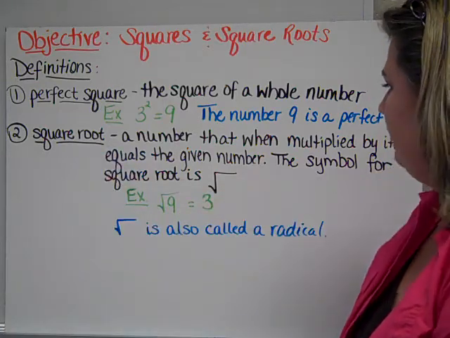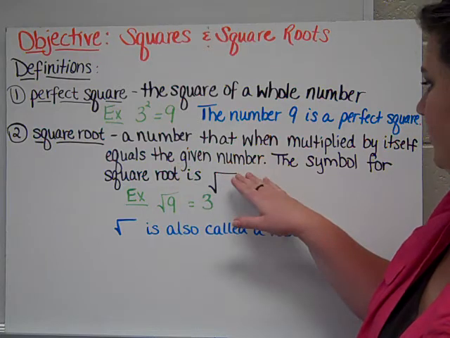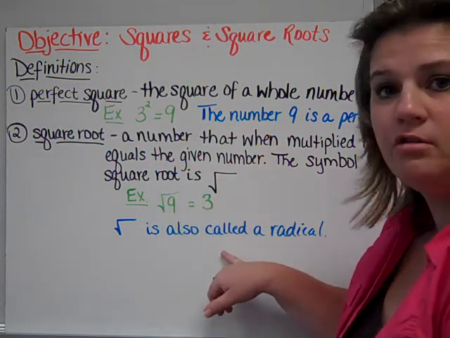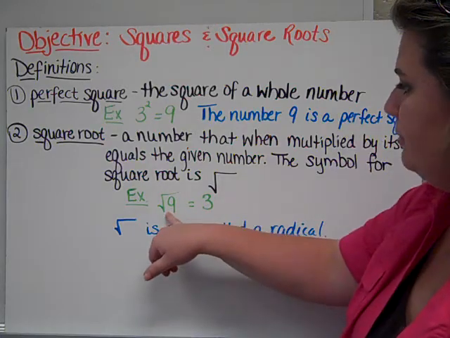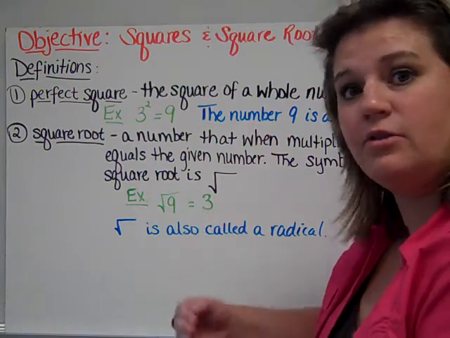Square root: a number that when multiplied by itself equals the given number. The symbol for the square root is a radical sign. It's also known as the radical. So an example: the square root of 9 equals 3, because of 3 times 3.